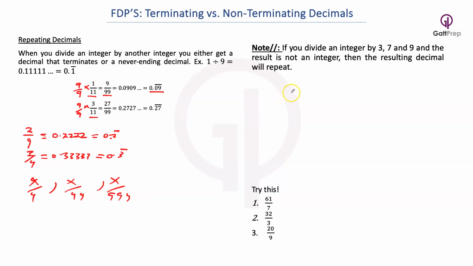Now, there's a clear pattern I want you to take note of. If you divide an integer by 3, 7, or 9, and the result is not an integer, then the resulting decimal will repeat. There's a very nice rule for 3 and for 9, as we have just seen. Now, how about 7? There's a trick for finding the solution in decimal form when you divide an integer by 7. I'm not going to go into that today.